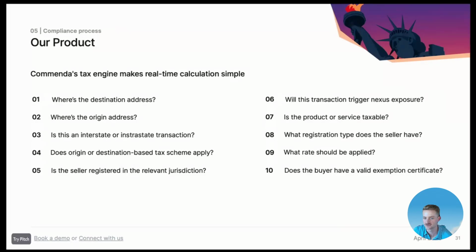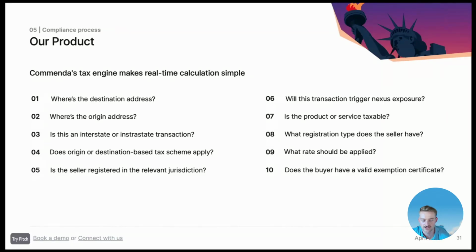So like I was saying, all the different questions that you need to figure out in order to determine the appropriate rate of tax to collect on an invoice. These are all of the things that Commenda's tax engine is figuring out every time your system is raising an invoice, whether that's in an online checkout or in your invoicing or accounting tool. We're looking at the origin address, the destination address. Is it an interstate or intrastate transaction? Is this an origin or destination-based tax scheme? Are you registered? Will this transaction exceed the nexus threshold? Is the product or service taxable? All these little things need to be answered before we can determine whether to apply tax on an invoice.